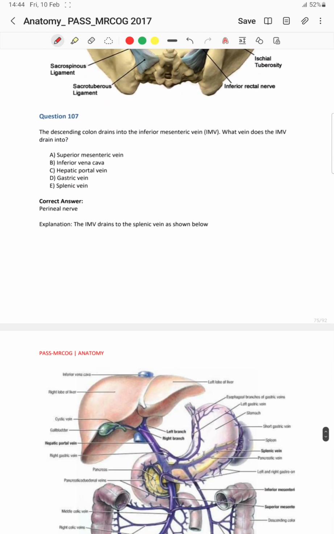Question number 107. The descending colon drains into the inferior mesenteric vein. What vein does the inferior mesenteric vein drain to?